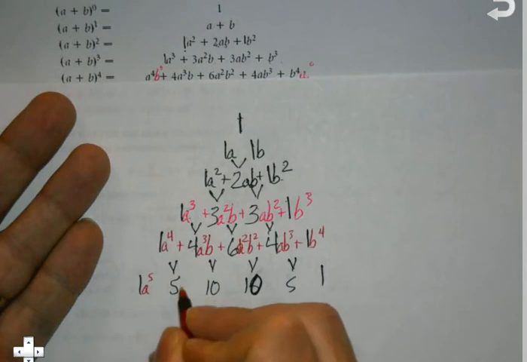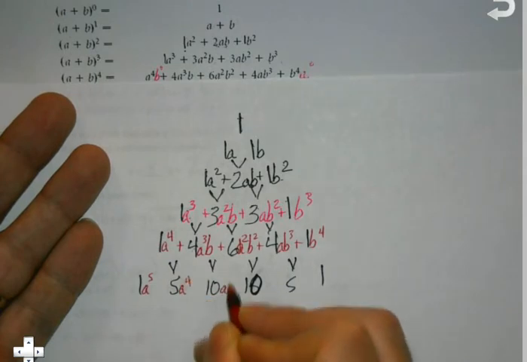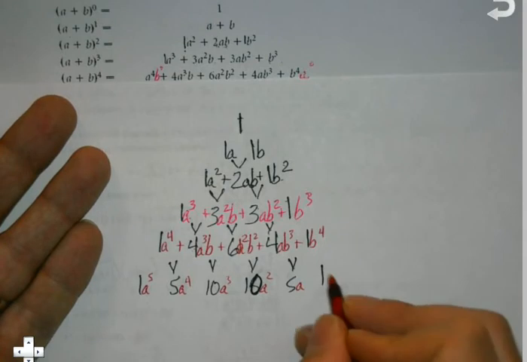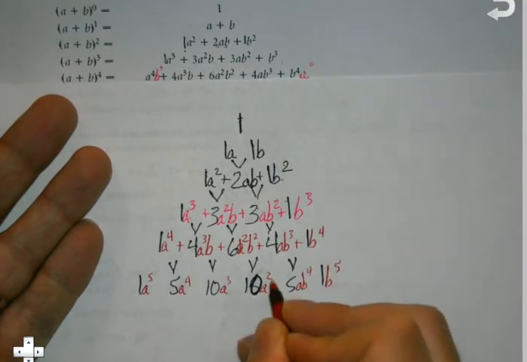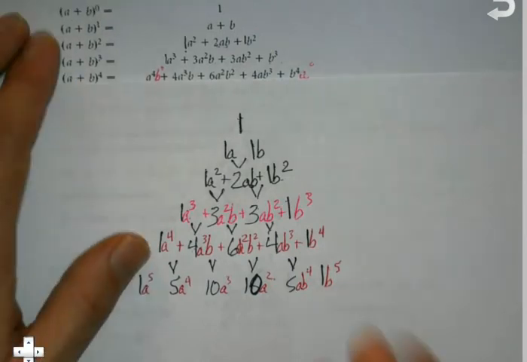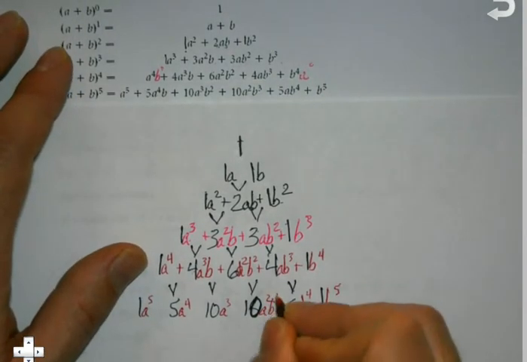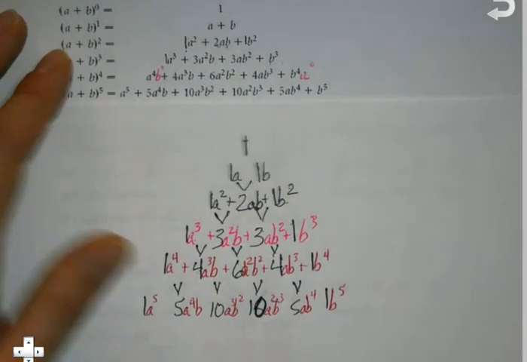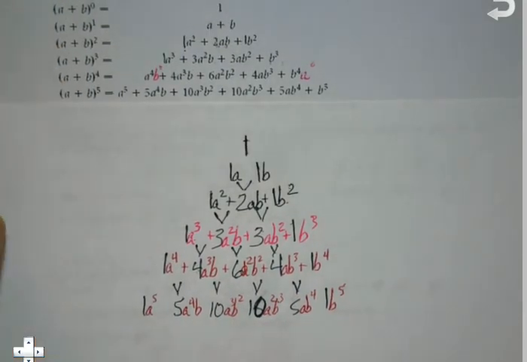Start with A to the 5th, count down, down, down, down. But B starts at the other end with 5. Down, down, down, down, down. Okay? So for those of you that really want to be able to save time, looking to see where this pattern develops helps.